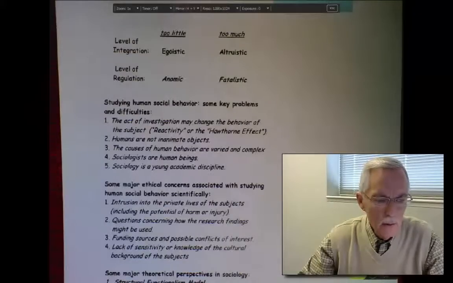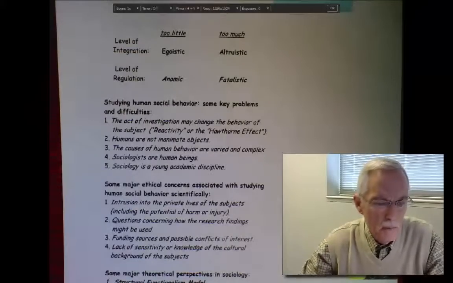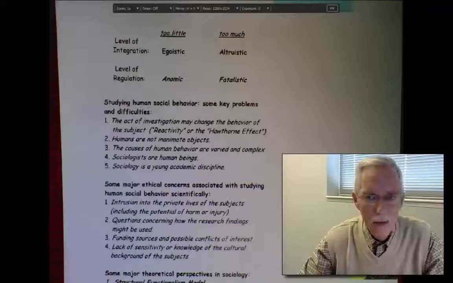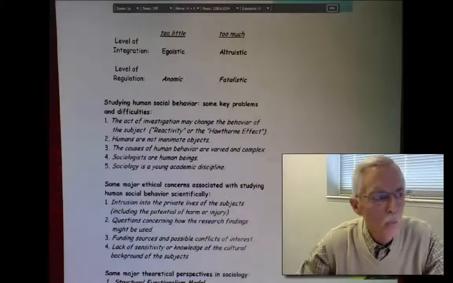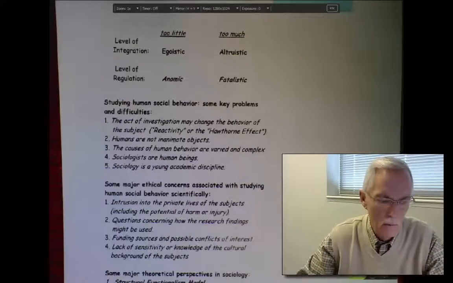Now, number two, we humans aren't inanimate objects. We're not rock strata. We're not the remains of a prehistoric campsite. People can't be subjected to the same research approach as something that is inanimate. That could violate ethical principles, ethics having to do with what's right and what's wrong.